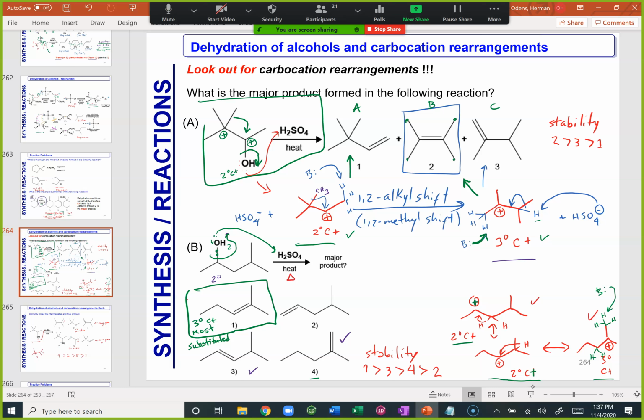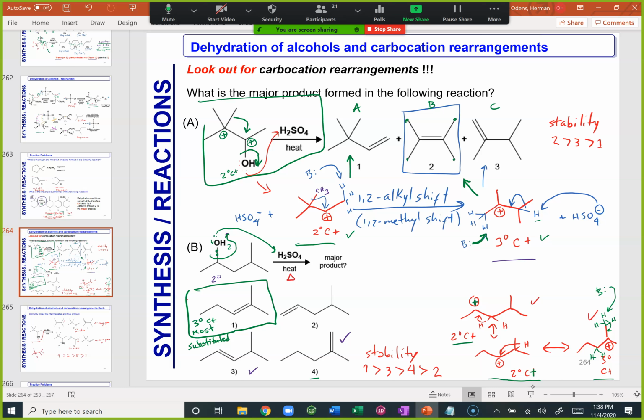You see that? That forms the Hofmann product. So here we had 2 Hofmanns and 2 Zaitsevs. So the stability order will be first, followed by second, because it's Zaitsev, followed by 4 because it's Hofmann, followed by 2 because it's Hofmann. You see what I'm saying?